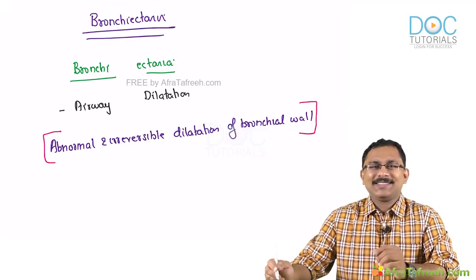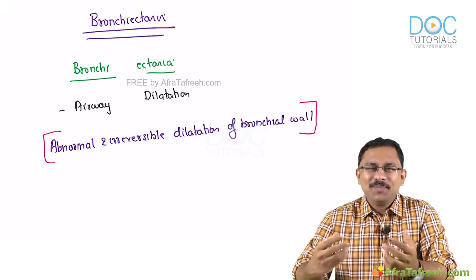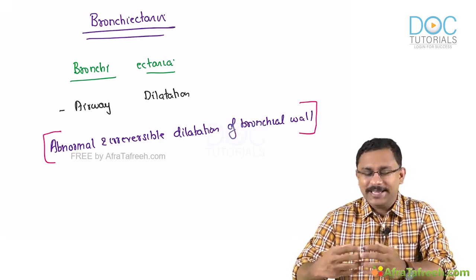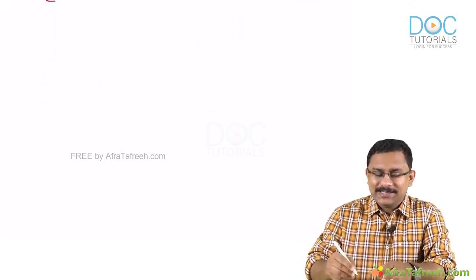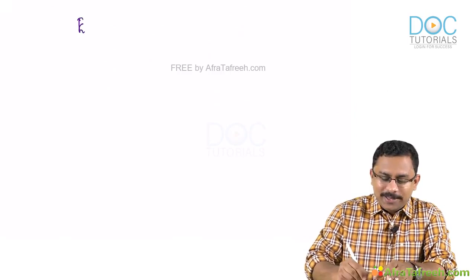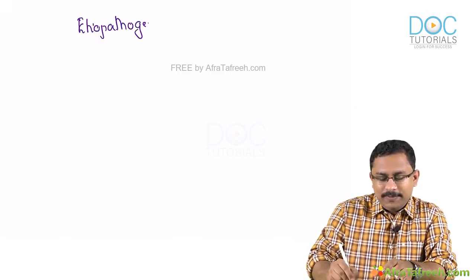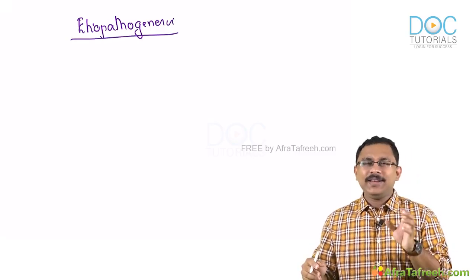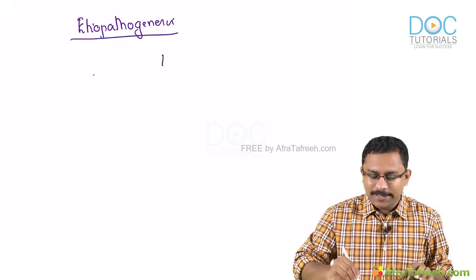So this bronchiectasis, why does this abnormal permanent dilatation occur? That is what we are going to see. Now we are going to discuss the etiopathogenesis of bronchiectasis. This is very important. Now bronchiectasis, you can divide it into two types.